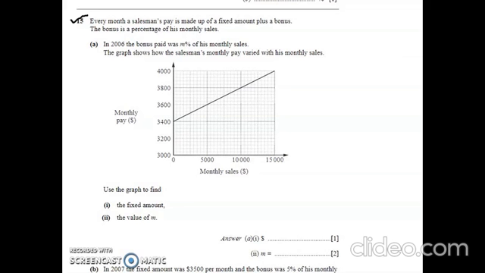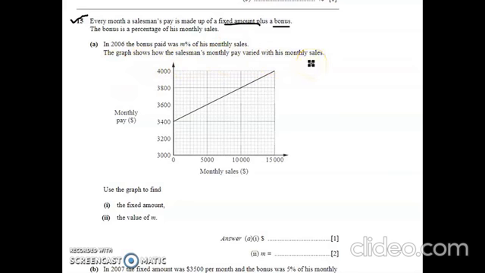Alright, so now since we have a fair idea about paper 1, we will do a little difficult questions concerning paper 2. Every month a salesman's pay is made up of a fixed amount plus a bonus. The bonus is a percentage of his monthly sales. In 2006, the bonus paid was M% of his sales value. The graph shows how the salesman's monthly pay varied with his monthly sales.